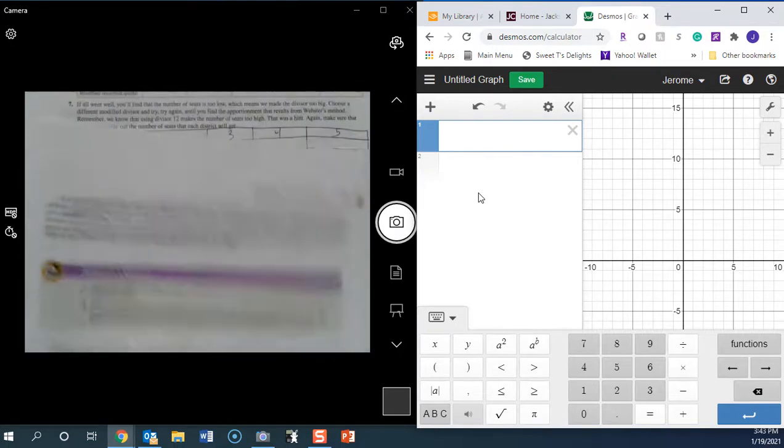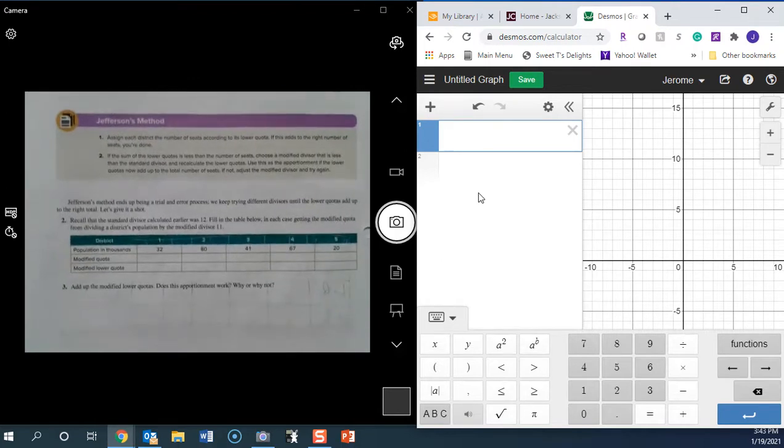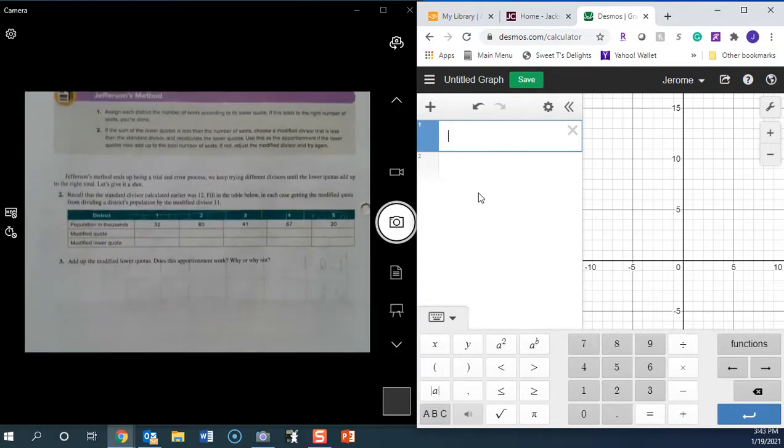Now we're going to move on next to the Jefferson method. Now, the Jefferson method is a little different than the Hamilton method. It says here, Jefferson method ends up being a trial and error process. We keep trying different divisors until the lower quotas add up to the right total. Let's give it a shot.